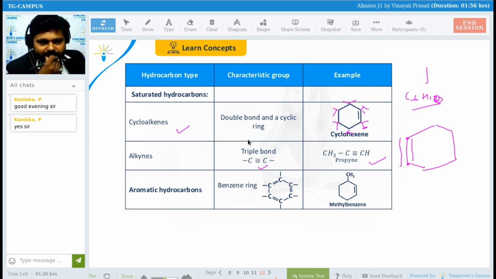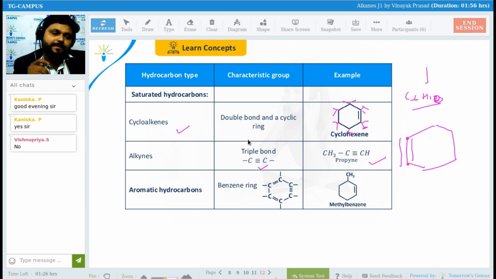Can you please tell me? Is it possible or not? Can you please tell me, guys? No. Why no? Why no, Vishnu Priya? If I say yes, then?